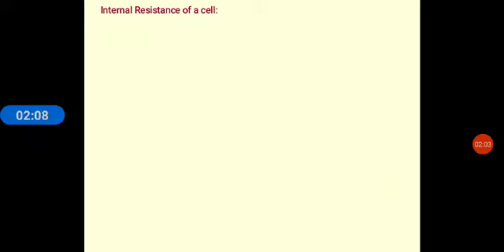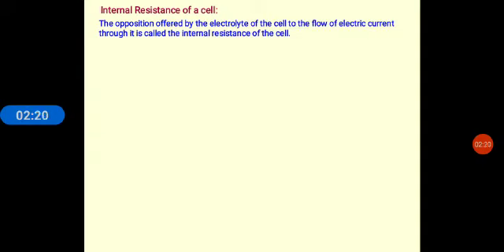Generally, the resistance means the opposition offered by a conductor to the flow of current in the circuit. Similarly, the opposition offered by the electrolyte of the cell to the flow of electric current through it is called the internal resistance of the cell. Now we'll see what are the factors on which the internal resistance of the cell depends.